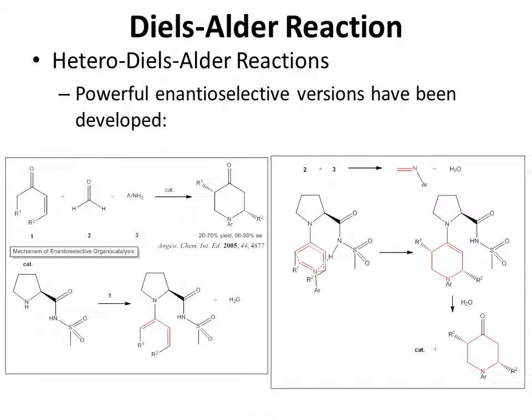When this imine attempts to react with the diene, it is hydrogen bonded through the NH group of the catalyst, forcing the imine to react at the top face of the diene, giving you enantioselectivity. The regeneration of the catalyst occurs when the enamine intermediate is hydrolyzed, which forms the final product and regenerates the catalyst.